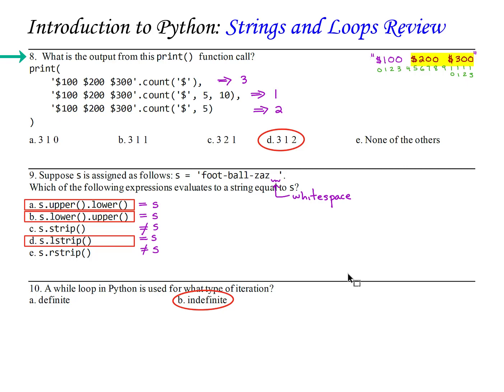The third one, you're counting the $ signs moving forward at the 5th position. They're obviously 2. So this program would output 3, 1, 2, which is D.